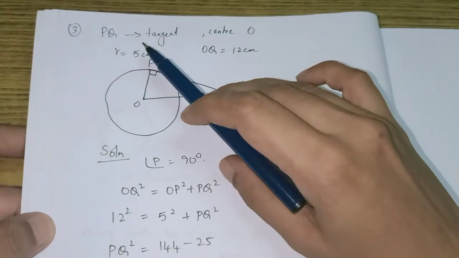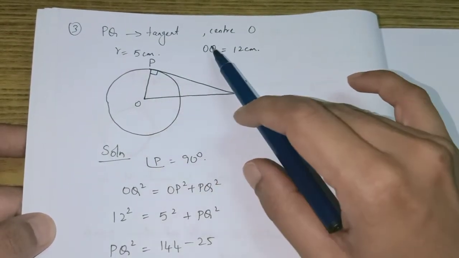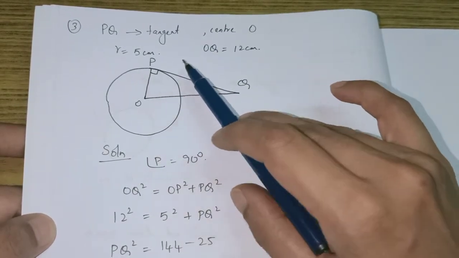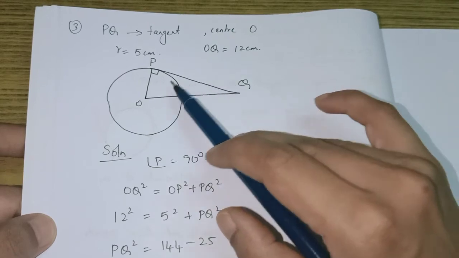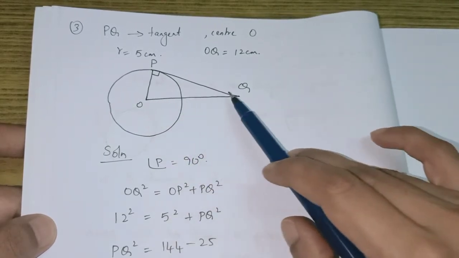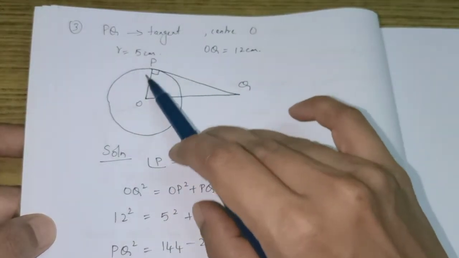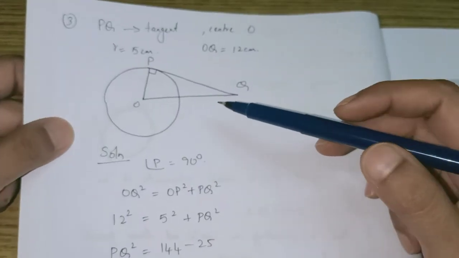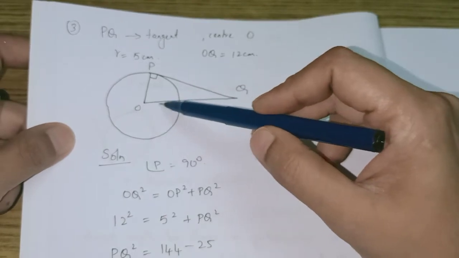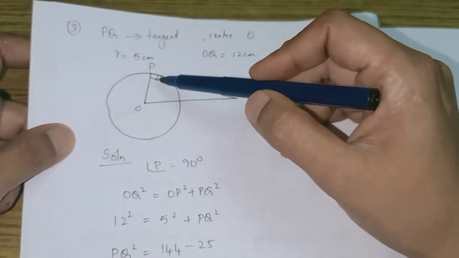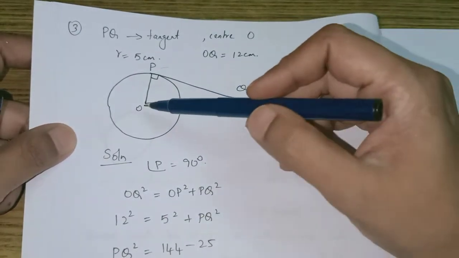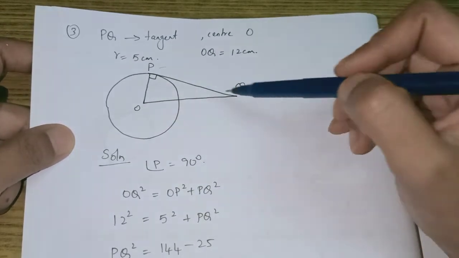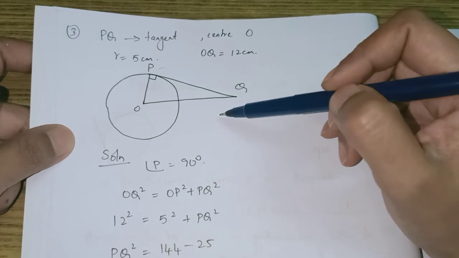In the next question, the tangent's name is PQ, the center of the circle is O and the radius is given as 5 cm. Then they are asking you to draw a line from the center to the point Q on the tangent. So this is the diagram. We have seen this diagram numerous times when we drew constructions. This is the right angle, because the angle between tangent and radius will always be 90 degrees. So this is a right angle triangle and OQ will be the hypotenuse.